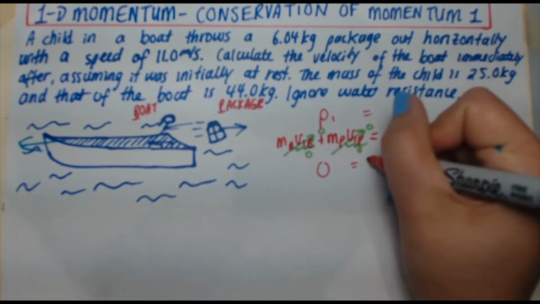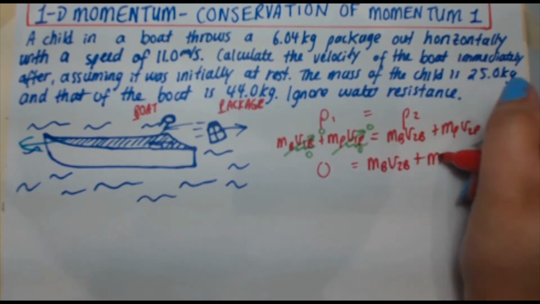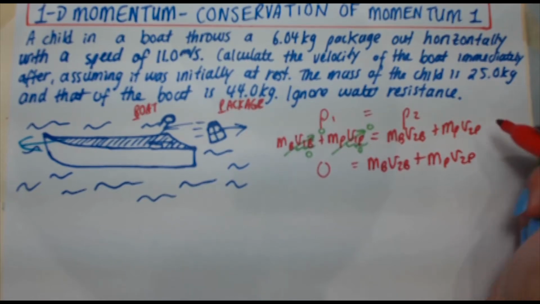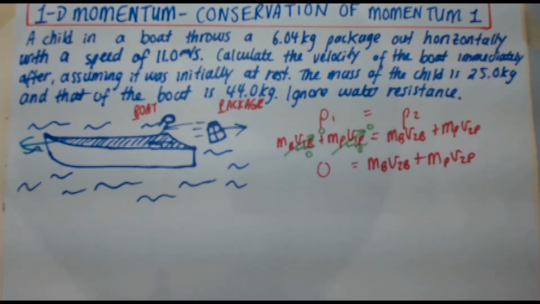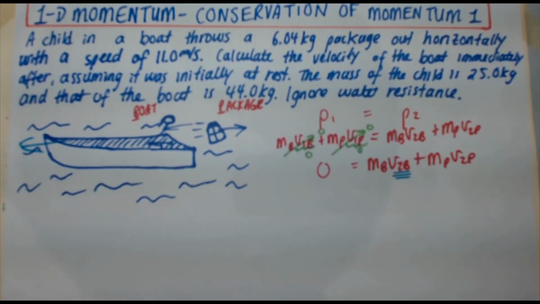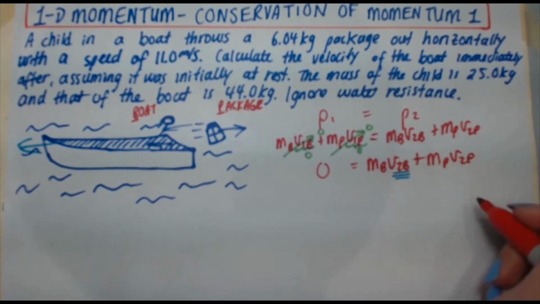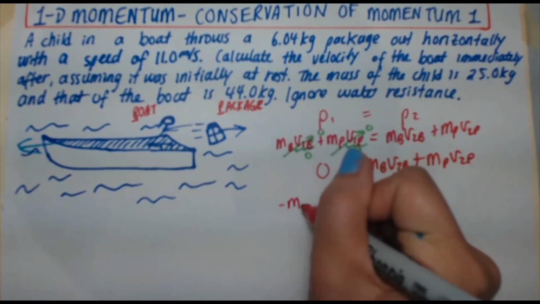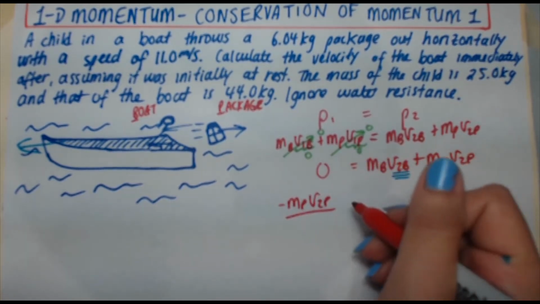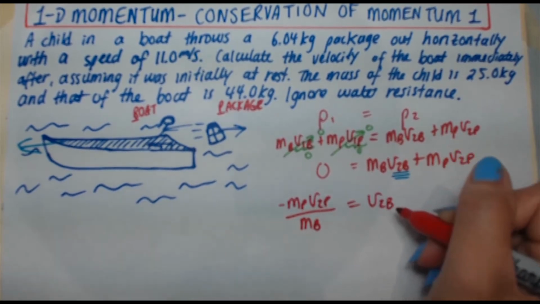Okay, so now we have 0 equals mb v2b plus mp v2p. The question is asking us to find the velocity of the boat immediately after, and like I mentioned, that includes that of the child. So we're looking for v2b. At this point, we need to isolate for that. So bring the mp v2p to the right side. It's going to become negative, so minus mp v2p. And we have to divide both sides by mb. And that's going to be equal to v2b.